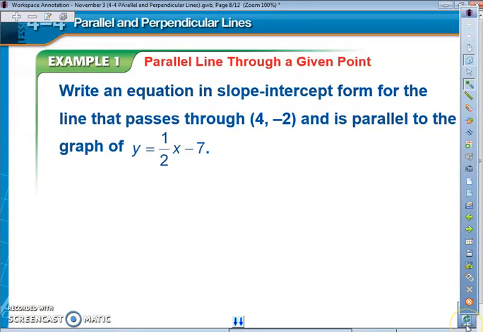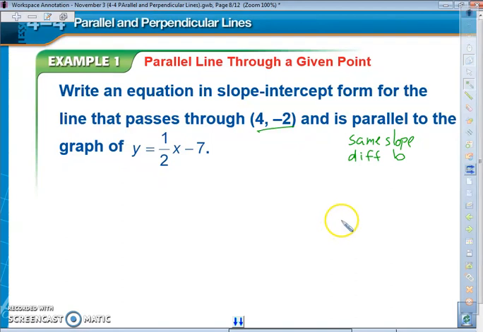The next thing we've got is all of these things where we're going to give you a point. Write an equation in slope-intercept form for a line that passes through this point and is parallel. As soon as you hear parallel, you need to think same slope. Parallel lines have the same slope, different b value. And b is your y-intercept.